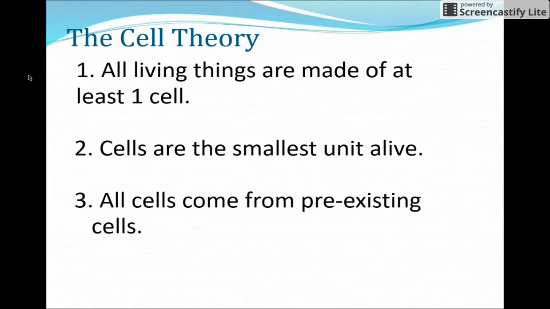Number 2, cells are the smallest unit alive, so the smallest living thing out there. And then number 3 is that all cells come from pre-existing cells. Before, they thought that cells just kind of spontaneously crystallized, which means that they kind of appeared out of nowhere. But after research and a lot of advances in technology, we know that that is not a true statement, and you actually have to have an already existing cell in order to get a new cell.